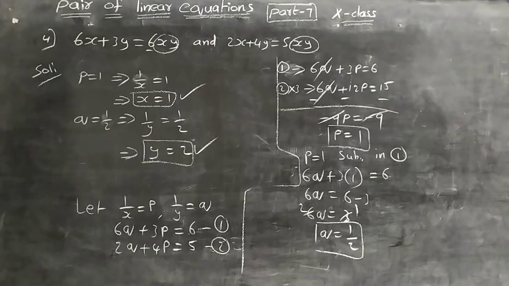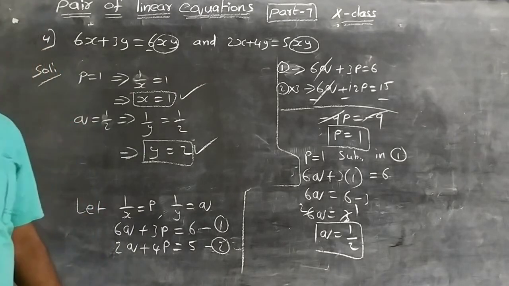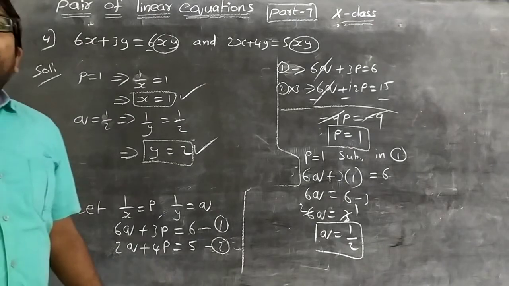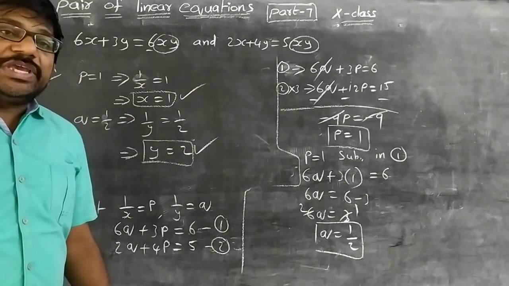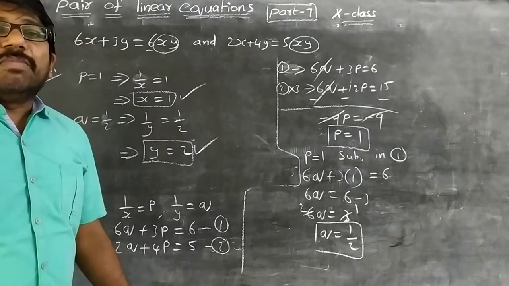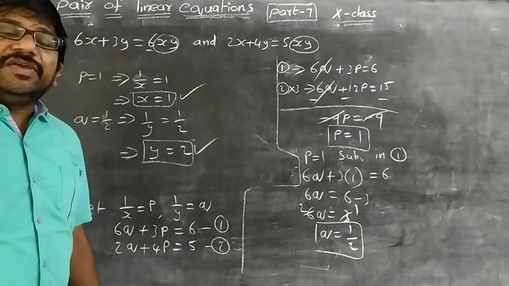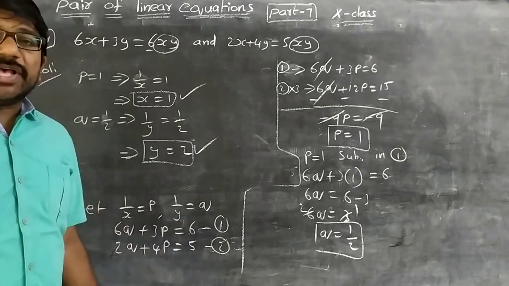So this is the solution of the given pair of equations, right? When a given pair of equations is not linear, we can convert it into a pair of linear equations by substituting a variable. That is the process, right?